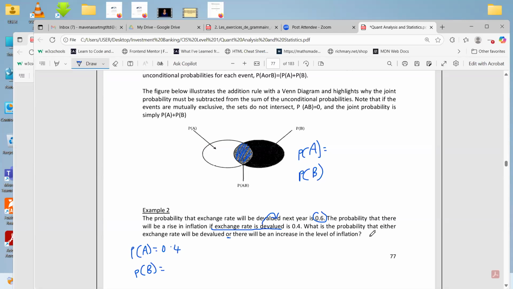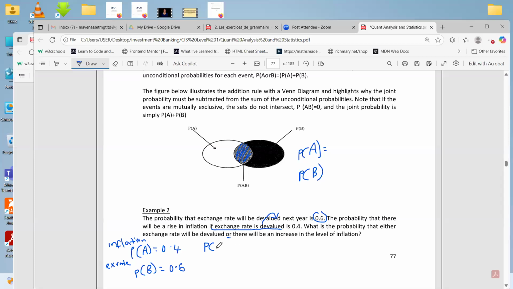So again, this is probably that there will be a rise in inflation. Let me call this inflation so we don't mix it up. Then this is what? Exchange rate devaluation. Probability of B, we know is what? 0.6. Now, the question asks, what is the probability that either the exchange rate will be devalued, or there will be an increase in the level of inflation.